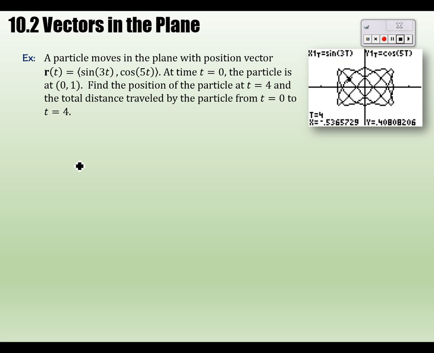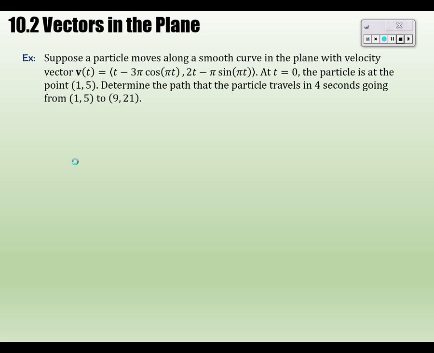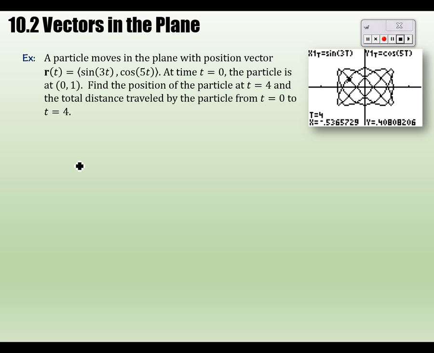Okay, so here's the same curve again. At time equals 0, the particle is at (0, 1). Find the position of the particle at t equals 4, and the total distance traveled. All right, so let's see if we can do both of those things. So the position at t equals 4. Well, that's not very interesting because we have the position vector, don't we? That's what r of t is here. So we can just plug in 4, right? The position vector we're going to get is some two-dimensional thing. So plug in 4 and tell me what you get.